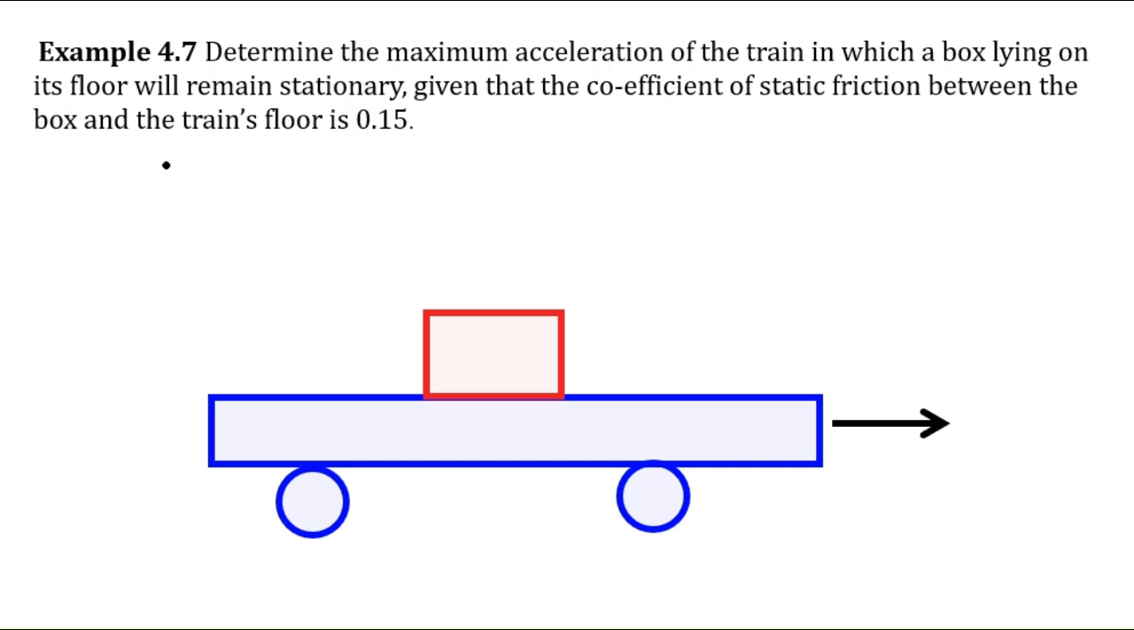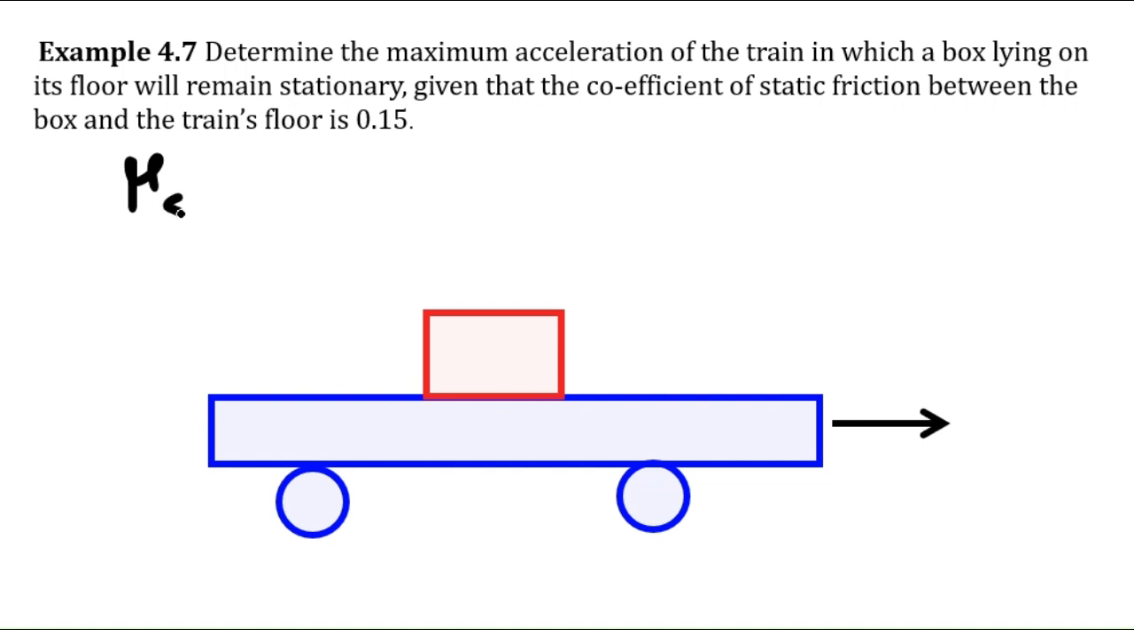In the last video, we discussed friction, and here we are going to discuss some examples to make that more clear. So we have the first example here. Determine the maximum acceleration of the train in which a box lying on its floor will remain stationary. And here we have the coefficient of static friction between these two surfaces, between the surface of the box and the surface of the train, which are in contact.